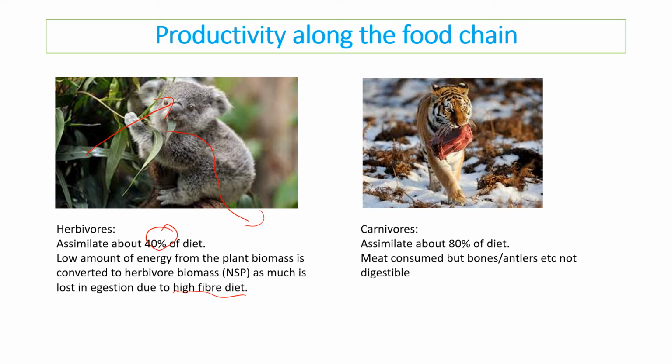However, carnivores eat meat, and meat is more digestible because they can eat the protein and digest all the protein. So they actually assimilate, which means they take it into their cells, 80% of the diet, but only 20% cannot be digested and is lost as waste. And this includes things like bones and antlers that are not digestible.